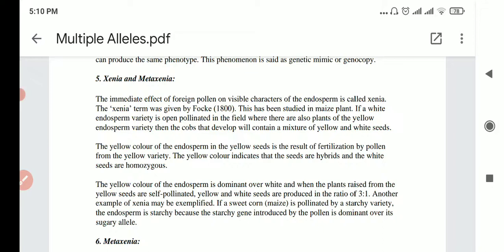Xenia is again when you have a foreign pollen, it will show some effects on the endosperm, okay. So I think this is done.